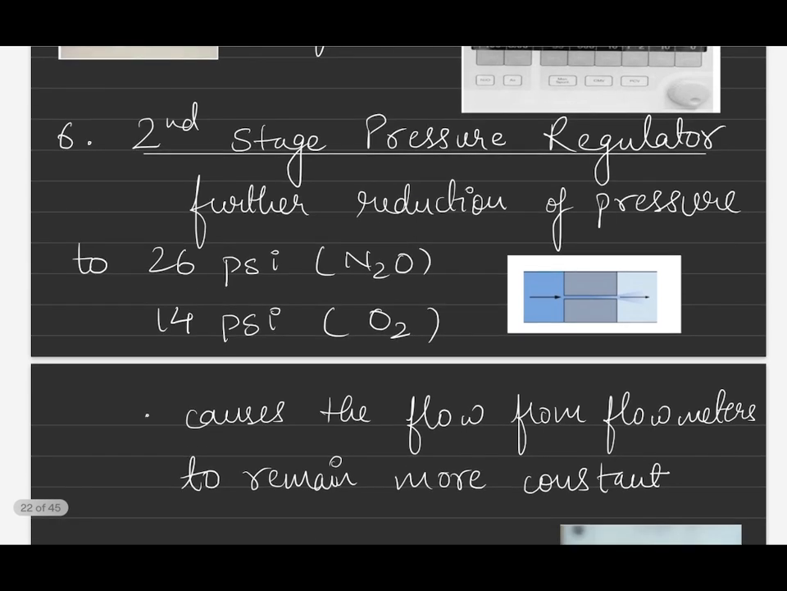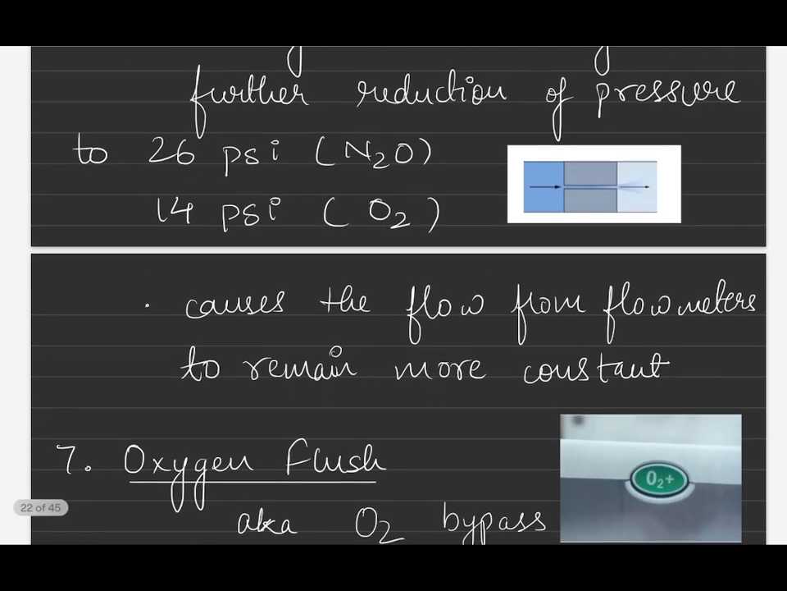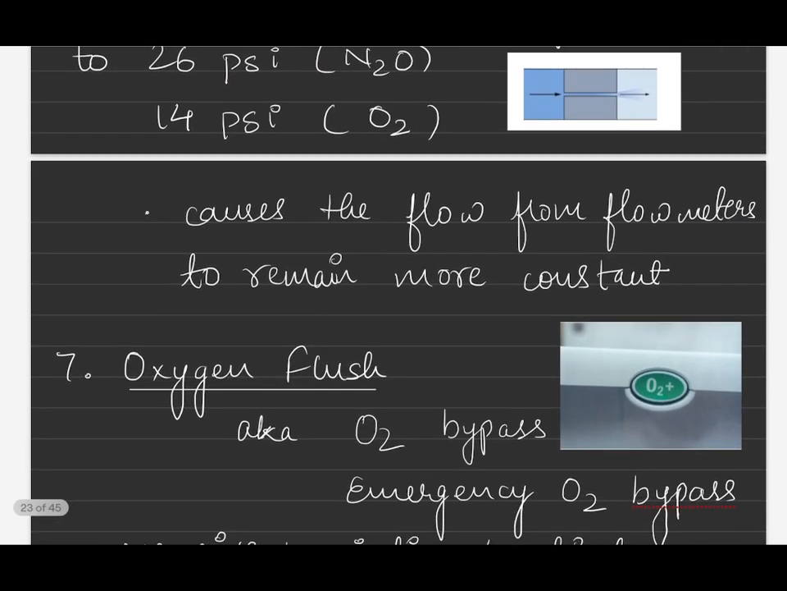Then we have the second stage pressure regulator. The function of a pressure regulator is to decrease or further decrease the pressure. So the second stage pressure regulator further decreases the pressure to 26 psi for nitrous oxide and 14 psi for oxygen. And what is the benefit? It causes the flow from flow meters to remain more constant.